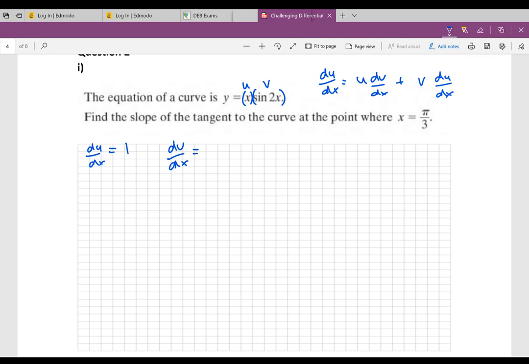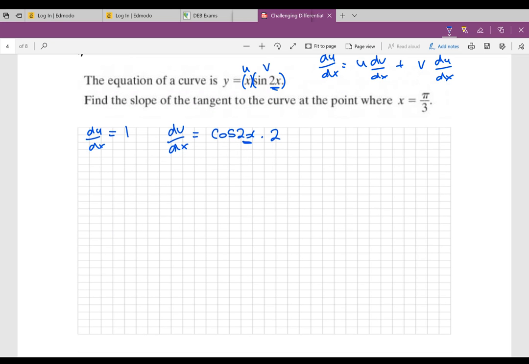dv dx is the derivative of sine 2x. So sine becomes cos 2x, multiplied by 2. Remember, you keep the same base. So cos 2x: sine becomes cos, keeps the same base, and I'm multiplying by the derivative of the base. So the derivative of 2x is 2.